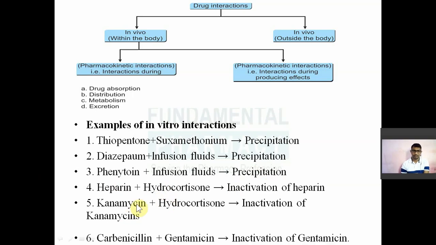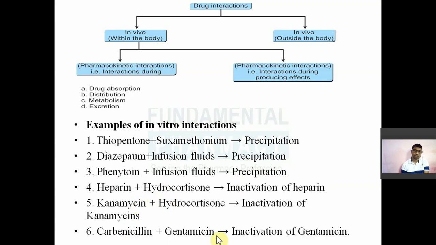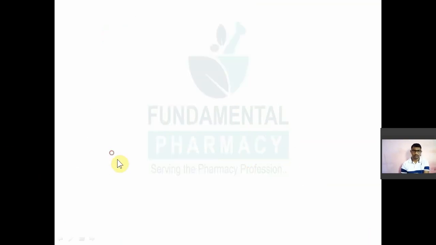Then carbamazepine and gentamicin, inactivation of gentamicin in vitro. So you cannot use the combination together because of inactivation of the other drug.